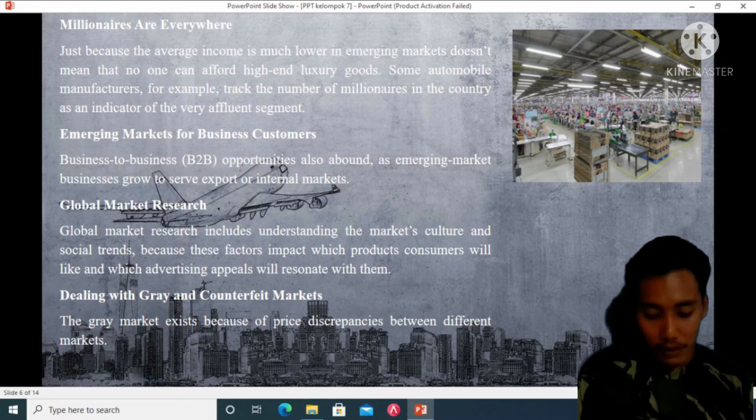Next, dealing with gray and counterfeit markets. The gray market exists because of price discrepancies between different markets.